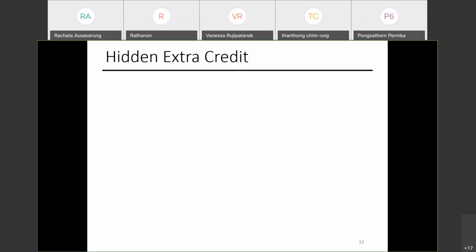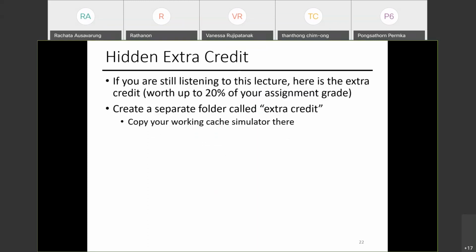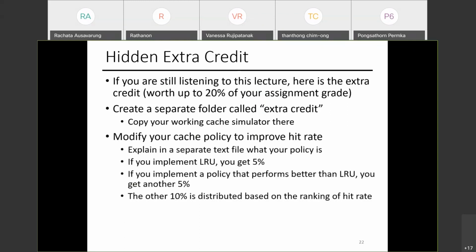The last thing I want to bring up is this hidden extra credit, which is not actually printed on the assignment, for the reason that I want you to stick around for the lecture. This is the extra credit. Basically, you can get up to 20% more on your assignment grade on assignment 4. What you need to do is, first of all, copy a functioning cache. Once you're done with the main cache simulator, copy that and create a new folder called extra credit. Then modify your eviction policy.